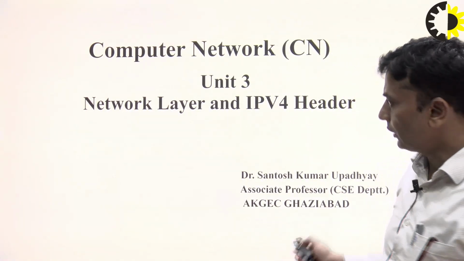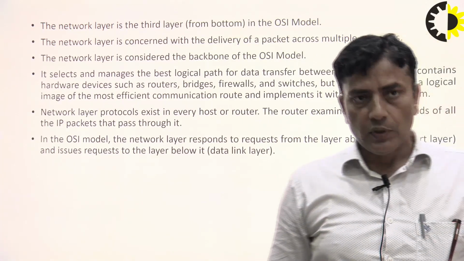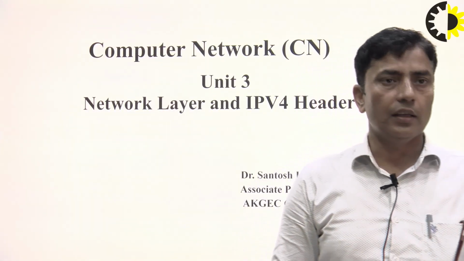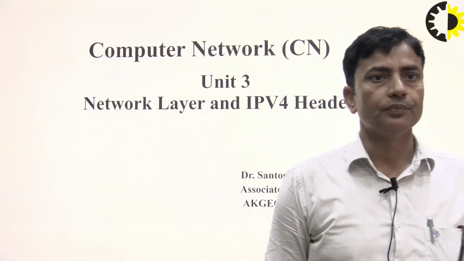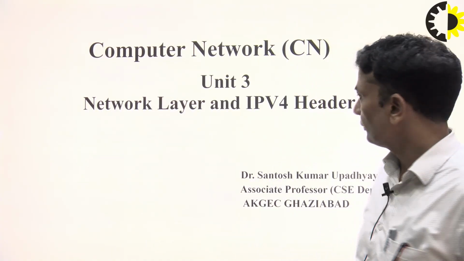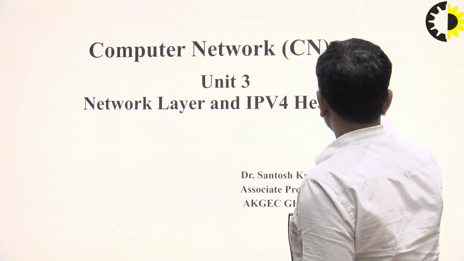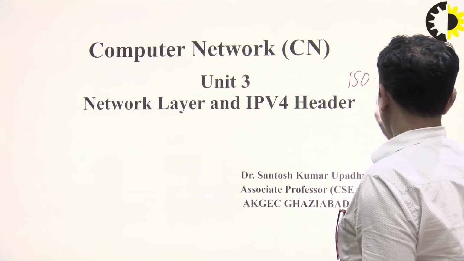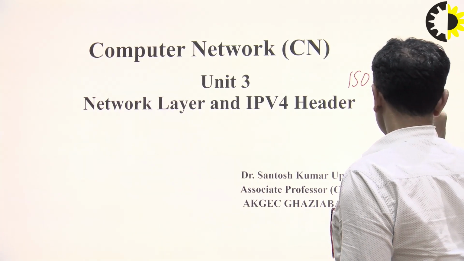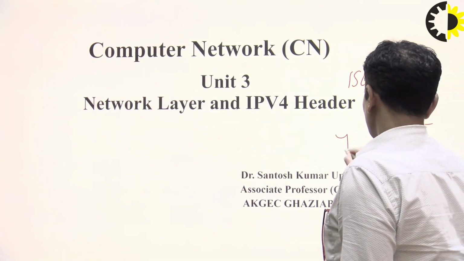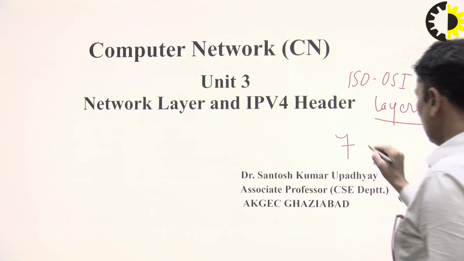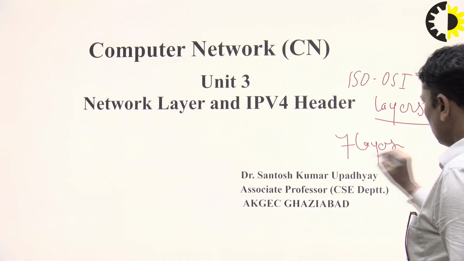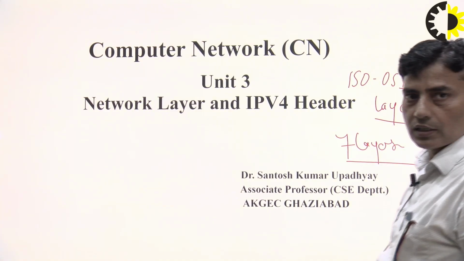So, let us see the network layer. As we know, before going to the network layer, there are 7 layers in the ISO OSI layer model. Okay. OSI layers. So, they are the 7 layers.